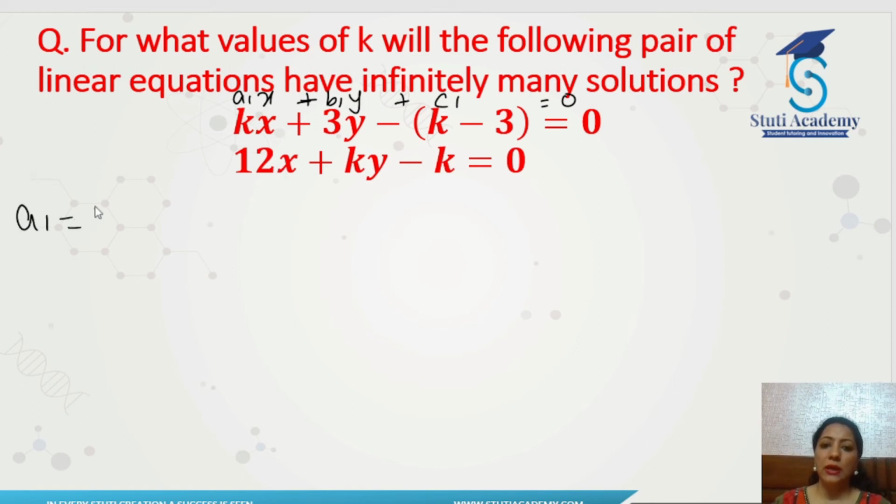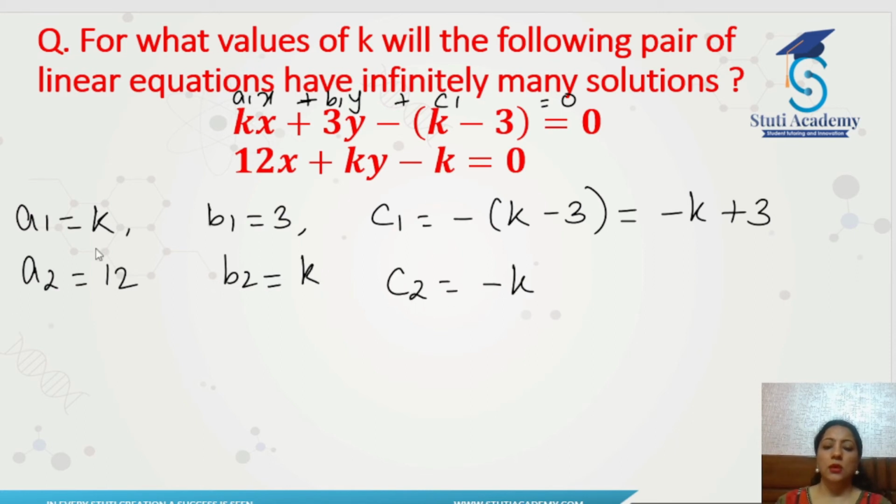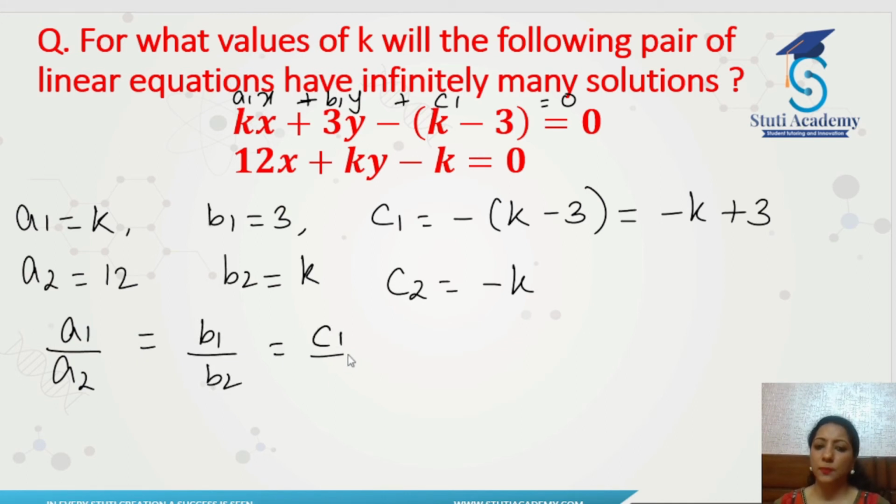So we have here a1 as k, b1 as 3, and c1 is equal to minus times of k minus 3. You can write it as minus k plus 3 also. And then we have a2 as 12, b2 as k again, and c2 as minus k. So now for infinitely many solutions, we should have a1 upon a2 equal to b1 upon b2 equal to c1 upon c2. That is k upon 12 equal to 3 upon k equal to minus k plus 3 upon minus k.